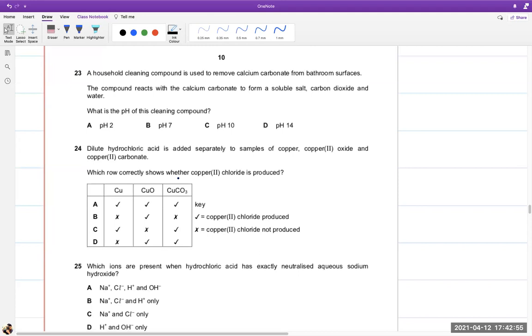All right. Household cleaning compound is used to remove calcium carbonate from bathroom surfaces. Okay, done. What will the cleaning compound be? Straightforwardly it will be some acid, since calcium carbonate is a base and it will react with it. The compound reacts with calcium carbonate to form a soluble salt, carbon dioxide, and water. No wonder. What is the pH of this cleaning compound? It will be acid. There's only one that has it as acid. The other options are neutral or basic. So obviously it's going to be A.